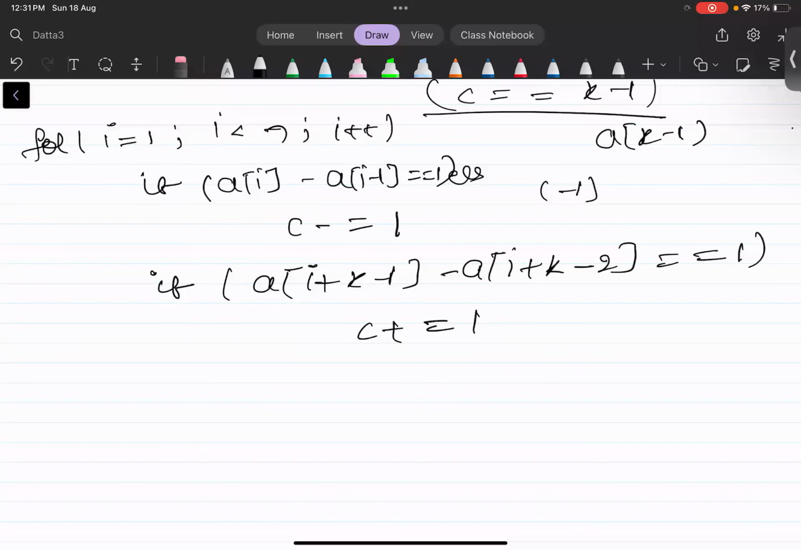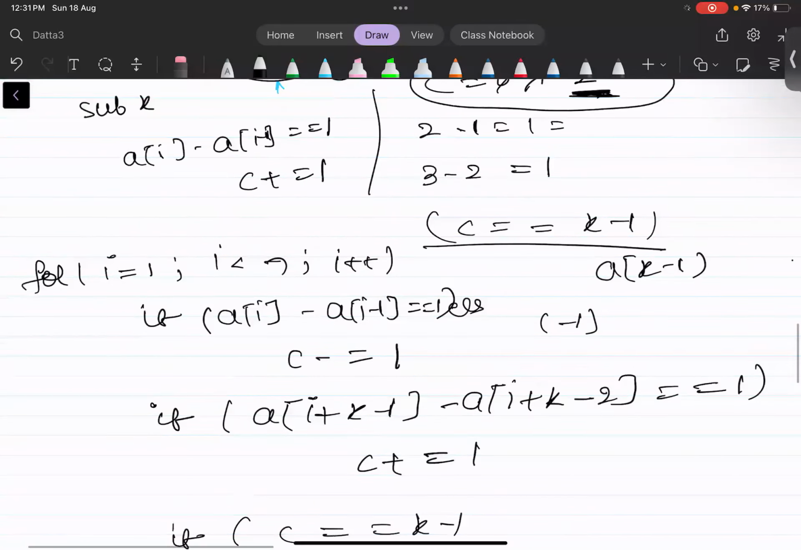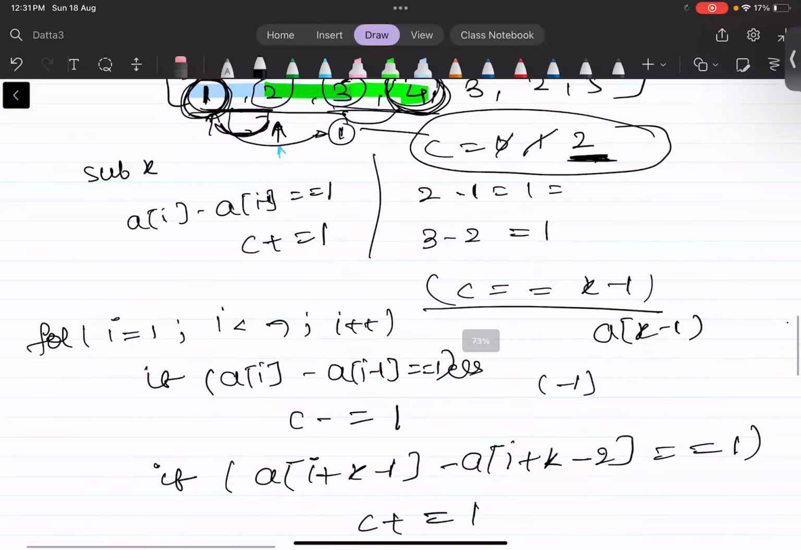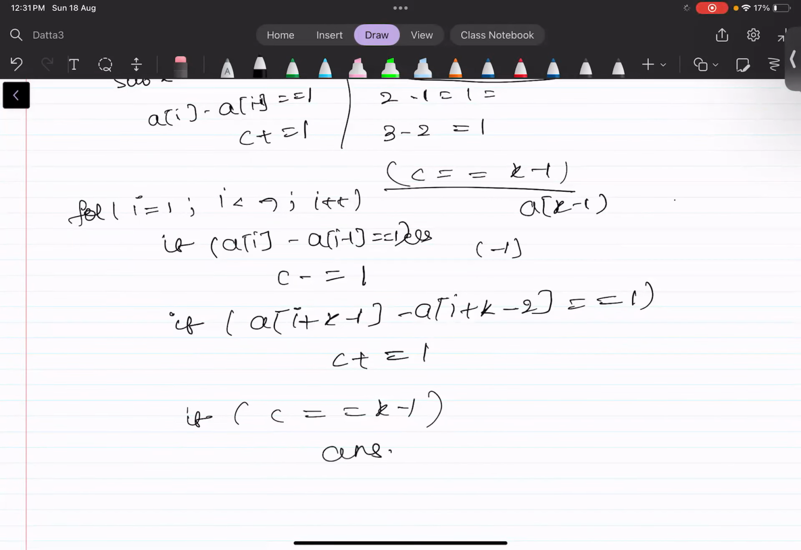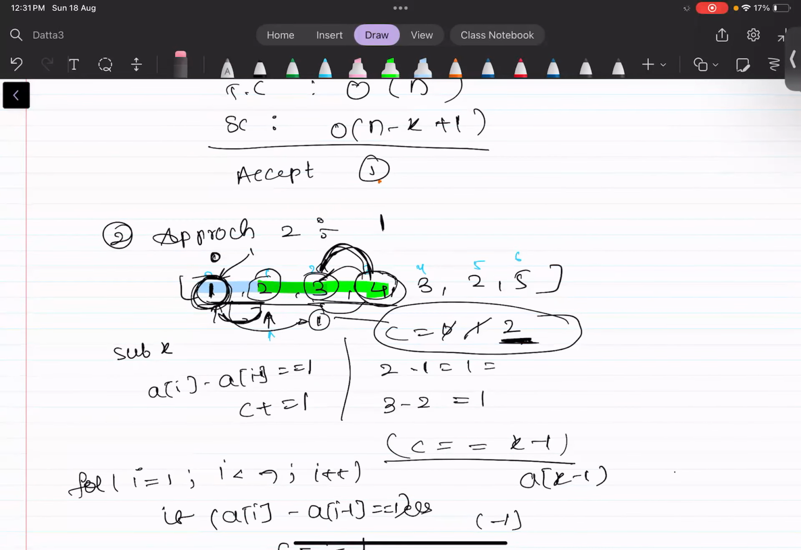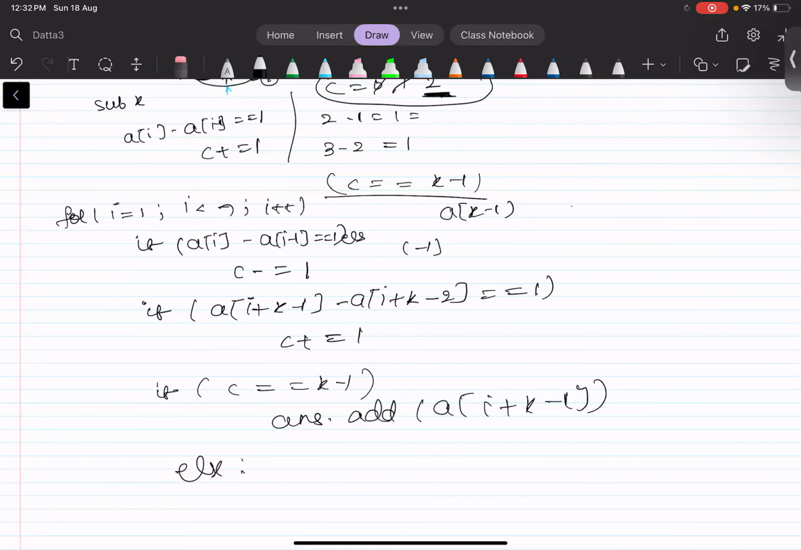Now if C is again k minus 1, it means this value again contributed to my subarray, right? So in that case, I'm going to add a of i plus k minus 1, because this particular element will be the maximum element. Else my power will be minus 1.